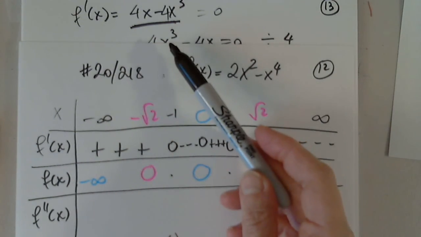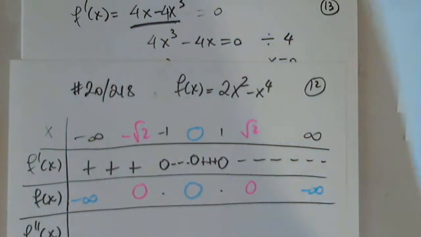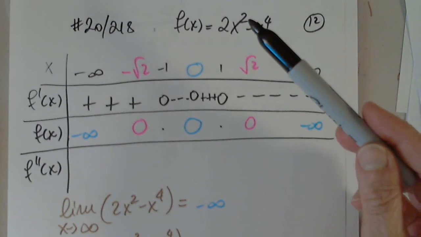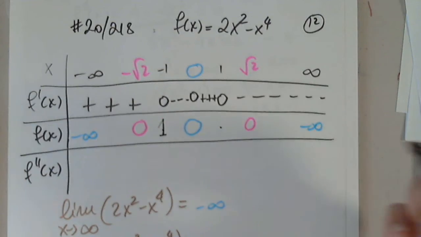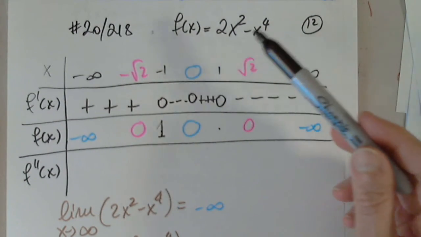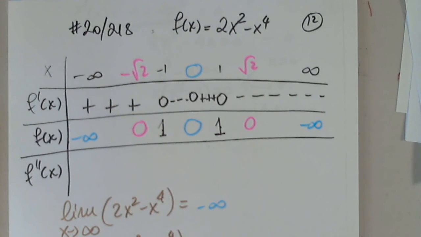With negative 1, where's my function? Oh, here's my function. Yes, right here. So with negative 1, I have 2 minus 1, which is 1. With 1, I have 2 minus 1, which is 1. It's an even function, so I expected that.